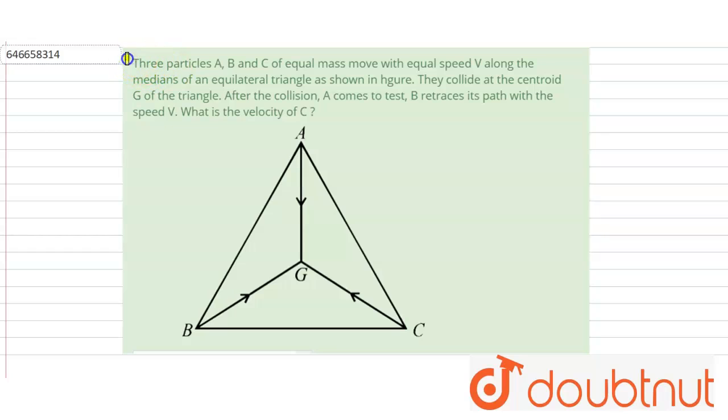The question is, three particles A, B, and C of equal mass move with equal speed v along the medians of an equilateral triangle as shown in the figure. They collide at the centroid G of the triangle. After the collision, A comes to rest, B retraces its path with the speed v. What is the velocity of C?